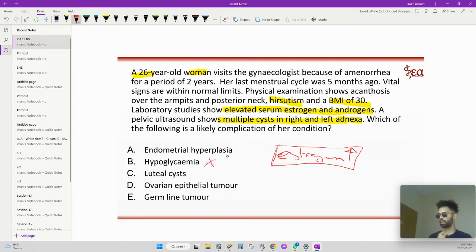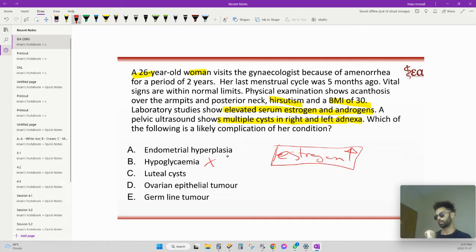Hypoglycemia is wrong. You get hyperglycemia, and it ties in together with the high BMI and kind of pre-diabetic, diabetic, type 2 diabetes. All that ties in really well with PCOS. There's a strong association between PCOS and type 2 diabetes.